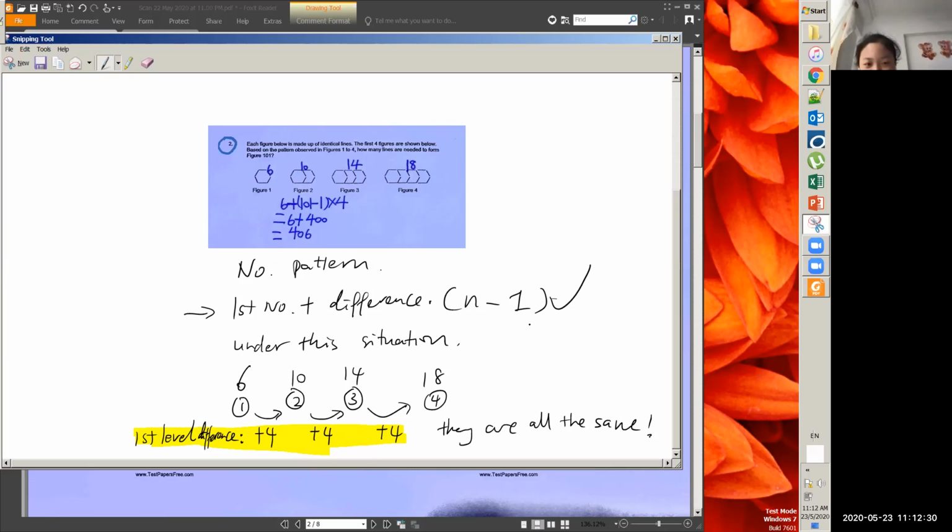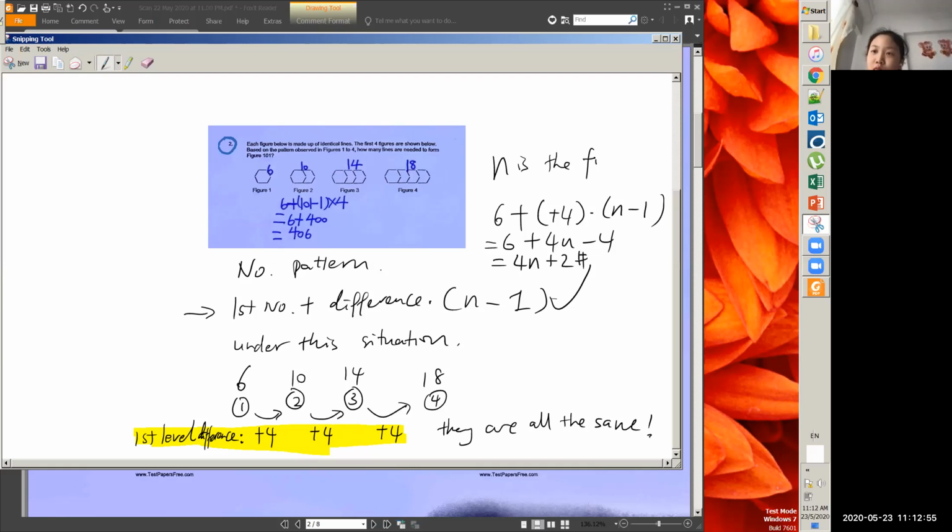In this case, your first number is 6. The difference between them is plus 4, and then you times n minus 1. If you simplify this, you have 4n minus 4, and if you simplify further, you should get 4n plus 2. So that's the formula, and of course, n is the figure number. Then they ask how many lines are needed to form figure 101. So your n is equal to 101. That's why your answer is correct here.